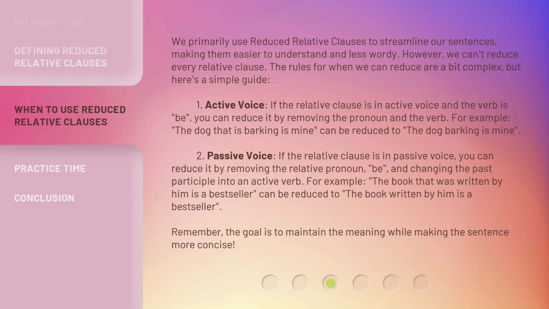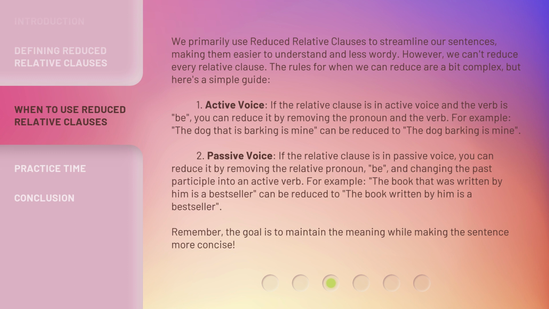1. Active voice. If the relative clause is in active voice and the verb is be, you can reduce it by removing the pronoun and the verb. For example, the dog that is barking is mine can be reduced to the dog barking is mine.